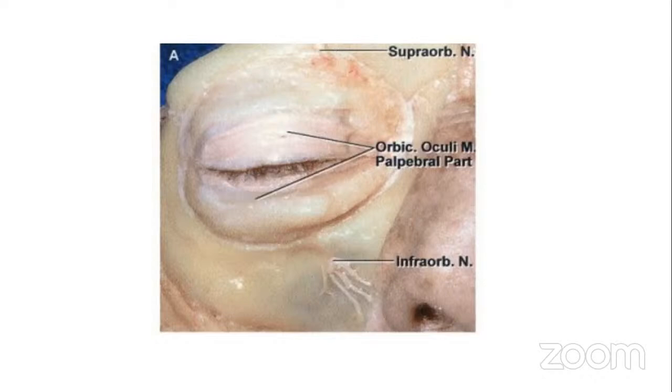So here is basically the supply of the muscle to the skin. Here the orbital part of the orbicularis oculi muscle is removed while preserving the palpebral part. Here is the orbicularis oculi muscle, palpebral part, while the supraorbital nerve leaves the supraorbital groove and the infraorbital nerve supplies different movement.